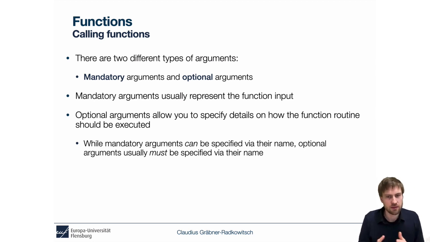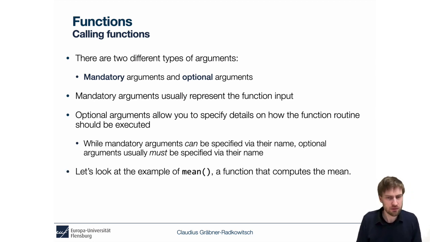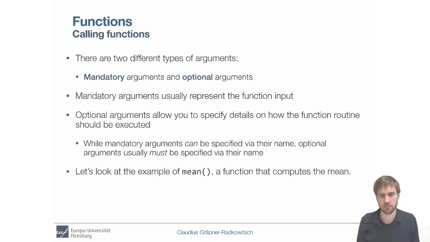All arguments in functions also have a name, and mandatory arguments usually can be specified via their name. Optional arguments usually must be specified via their name. To better understand what that means, so what's the name of an argument and how we can play with it, let's look at the example of the function mean. As you probably would have guessed, this is a function that computes the mean of a vector. But it's actually a very nice function to illustrate the use of optional and mandatory arguments.